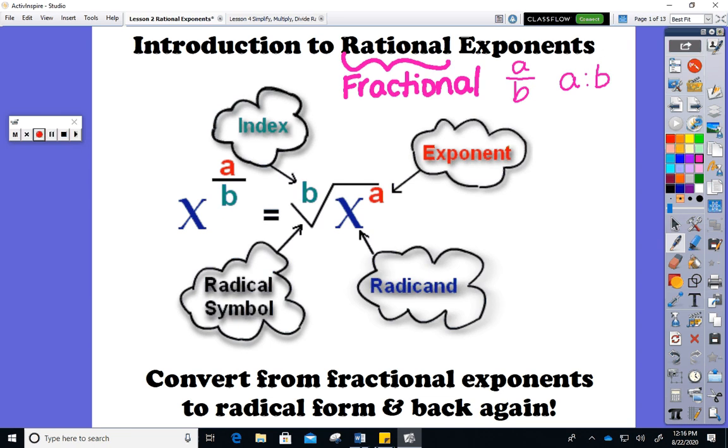So look, we're going to look at x to the a over b power right here. So I have a fractional or a rational exponent. And you need to know that the denominator b goes as part of the index of the radical, and the top part, the a, becomes the exponent. And we're going to work on how you convert easily back and forth from fractional exponent form to radical form.